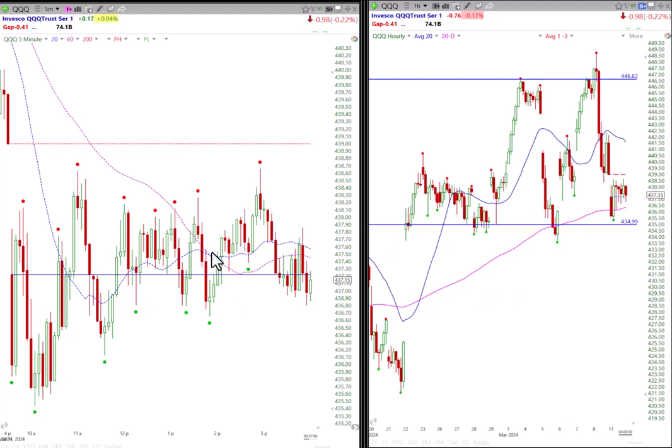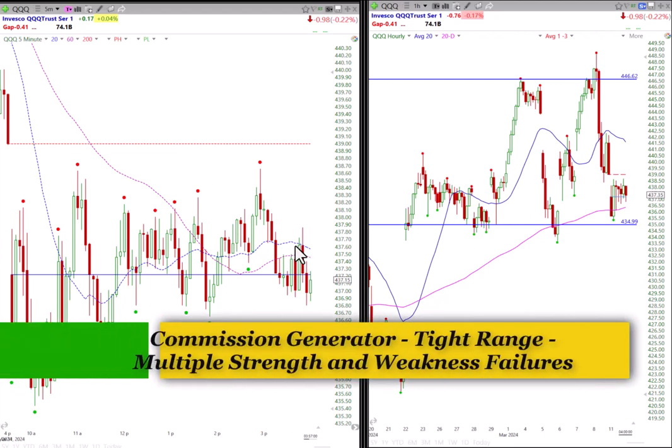Another way of looking at this is when you see the moving averages intersecting the middle of prices. It's a good reason to stay away.